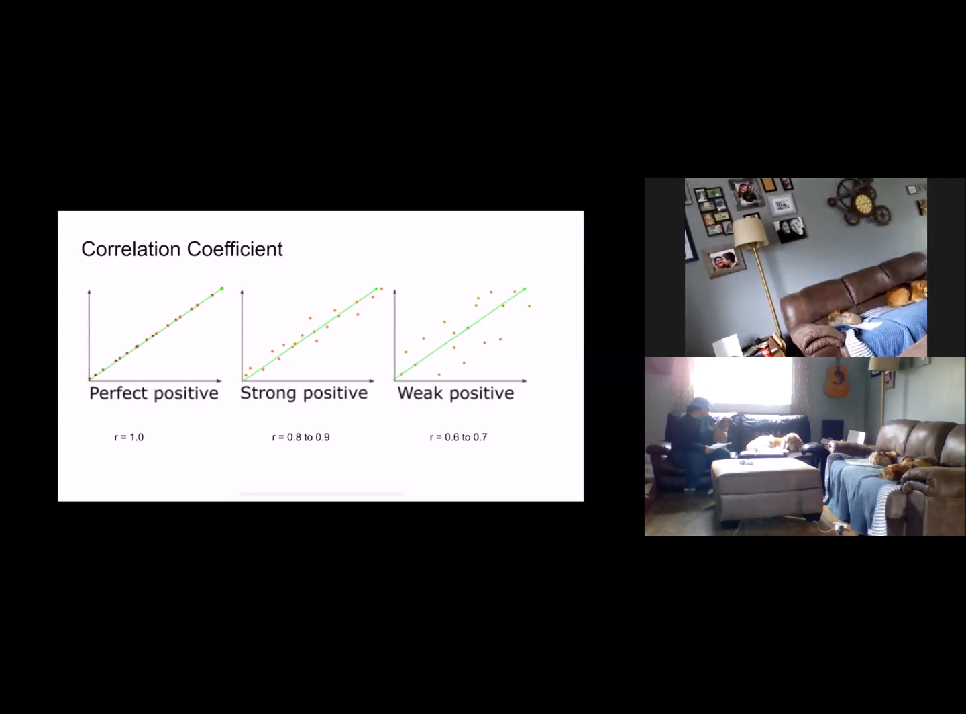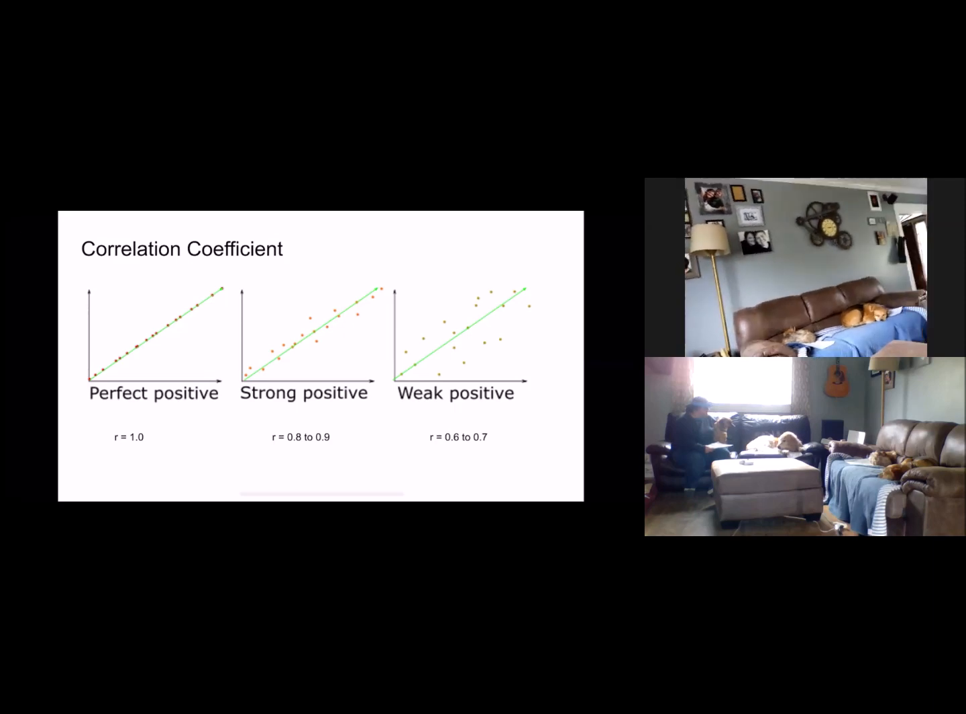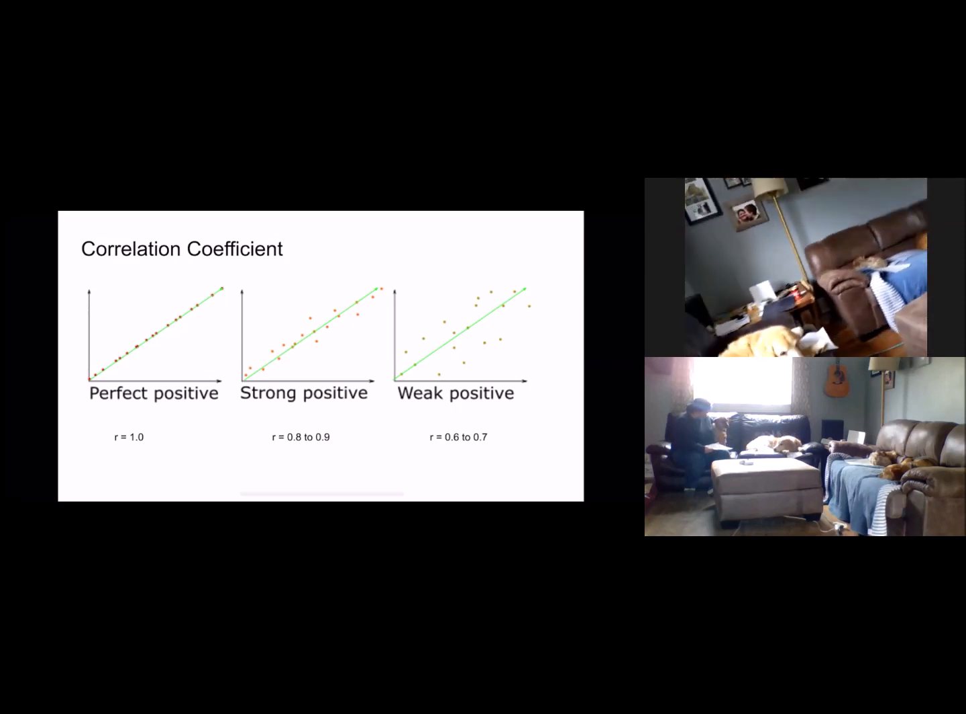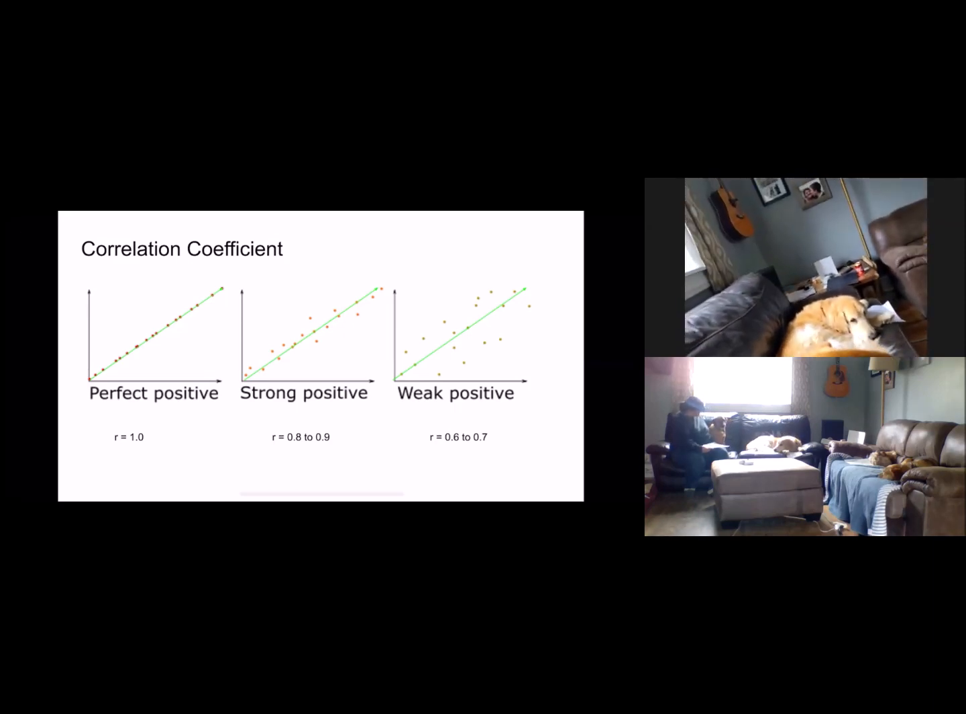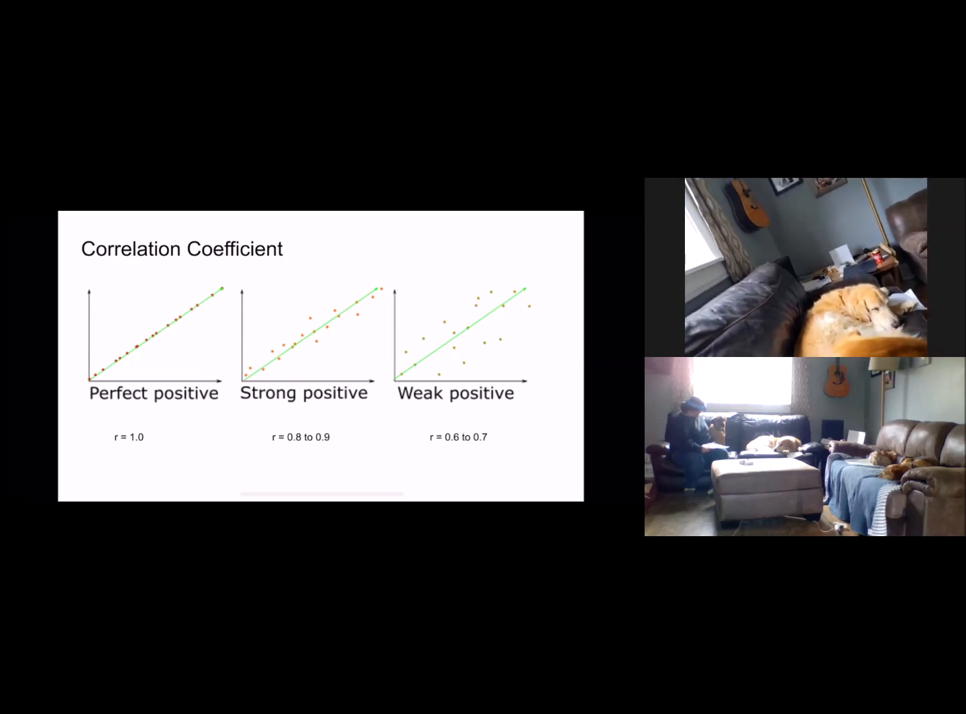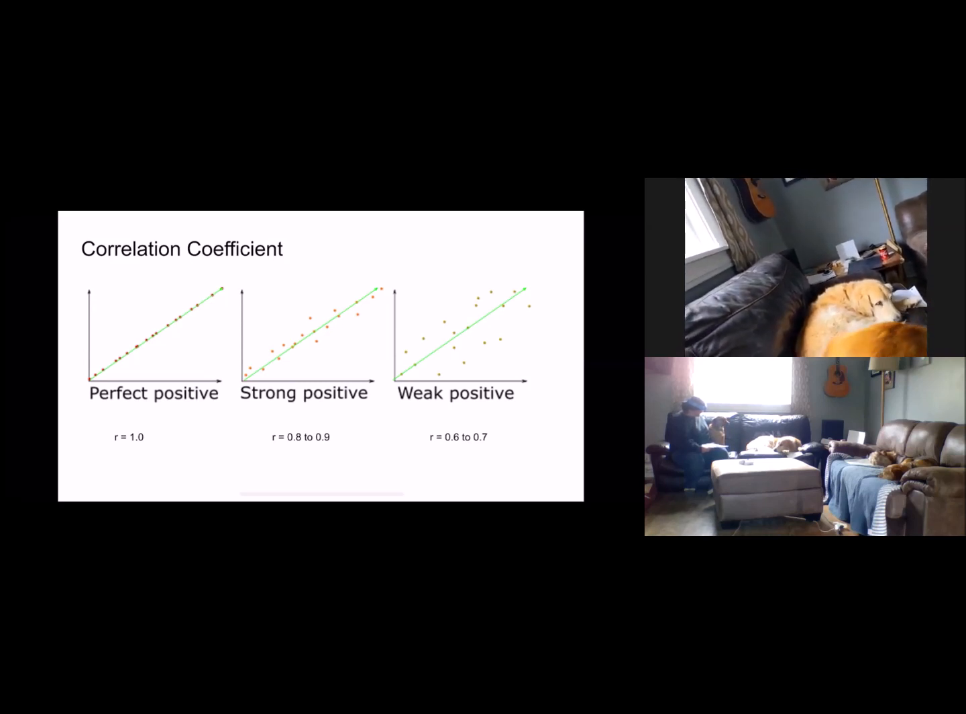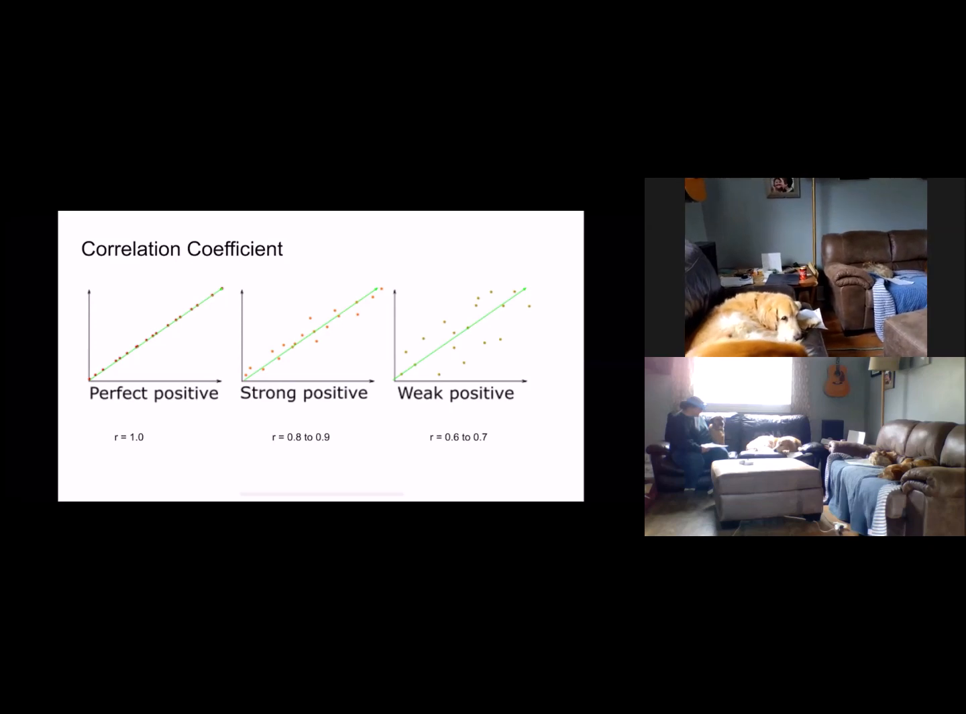A positive, strong correlation will be 0.8 to 0.9, and a strong negative correlation will be negative 0.8 to negative 0.9. Does that make sense to everybody?